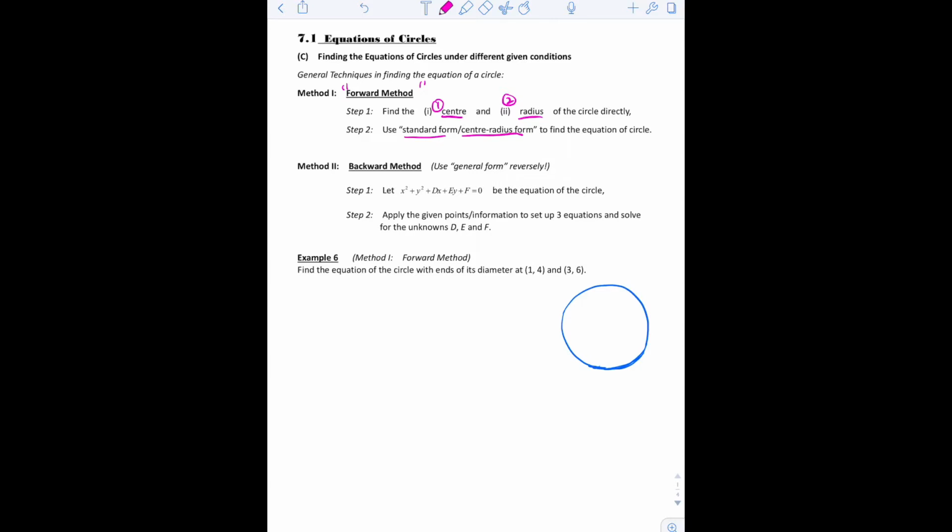Second, we will use the method we call the backward method. Here, we try to use the general form in reverse. A very important step is you let x squared plus y squared plus dx plus ey plus f equals 0 be the equation of the circle. And then you try to apply the information in the questions, or the given points in the questions, to set up three equations in three unknowns and try to solve for the unknown constants d, e, f.